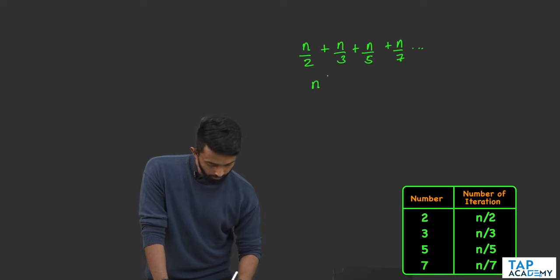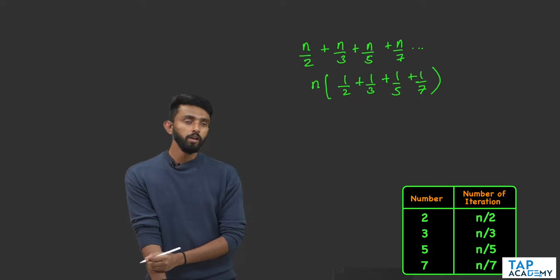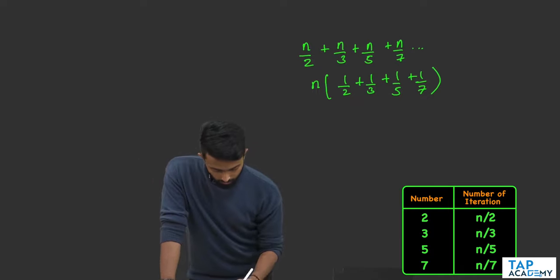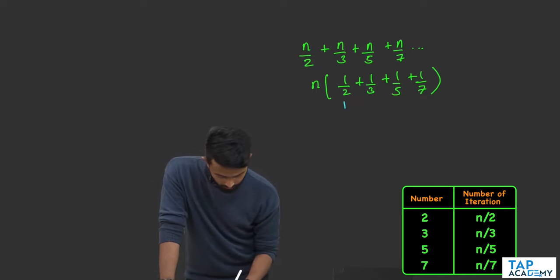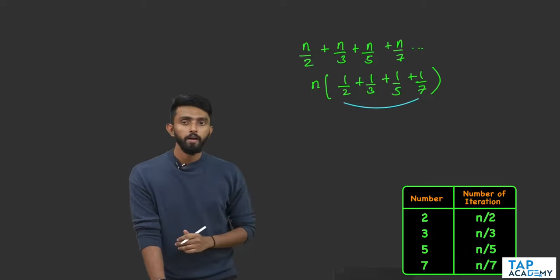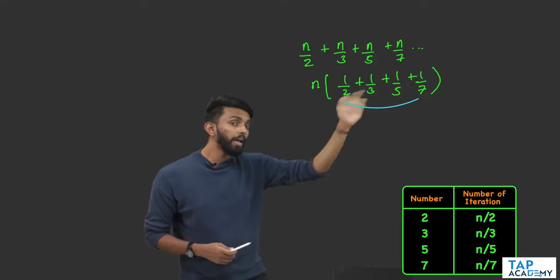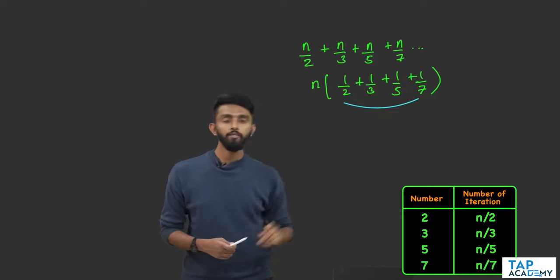One way, I can take n common and I can write it as 1 by 2 plus 1 by 3 plus 1 by 5 plus 1 by 7. Right? Now guys, please understand, technically, this is a progression. It will keep progressing like this. This is the prime progression, 2, 3, 5, 7.